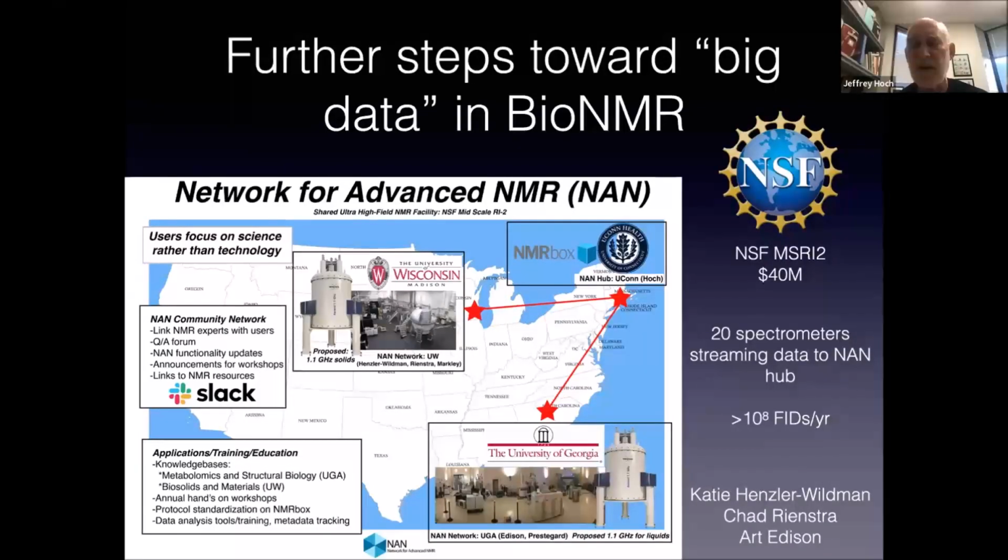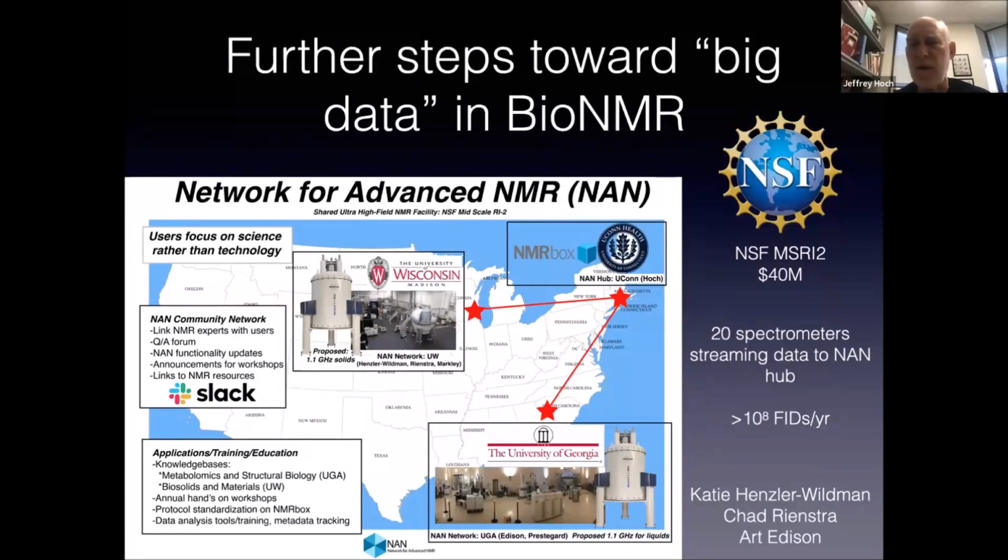Some of the key features are it's going to result in two 1.1 gigahertz NMR spectrometers being installed for open access in the US. One devoted to biosolids is going to be at the University of Wisconsin-Madison, and one for solution NMR is going to be installed in Athens at the University of Georgia.